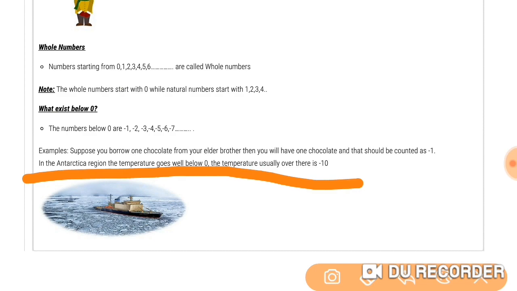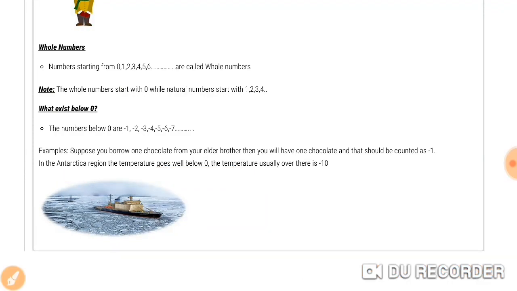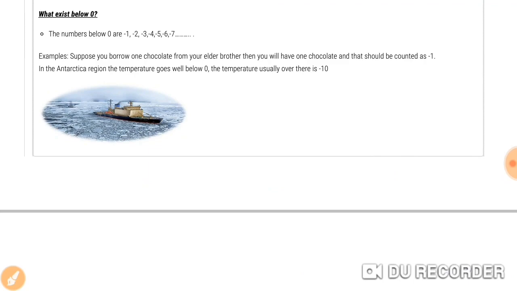Suppose you borrow one chocolate from your elder brother, then you owe one chocolate, and that should be counted as -1. In the Antarctica region, the temperature goes well below 0. The temperature over there is usually -10. So these are examples we can take. What does -1 mean? Again with the confusion. Let us take another example.